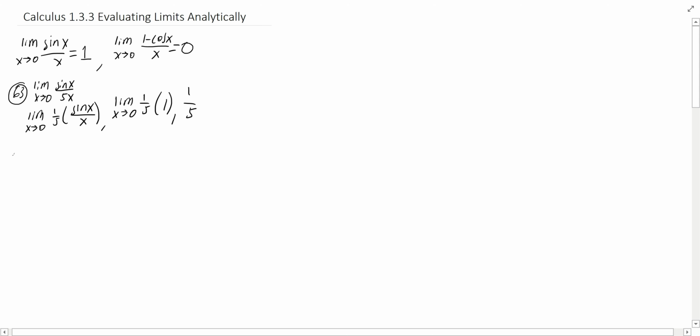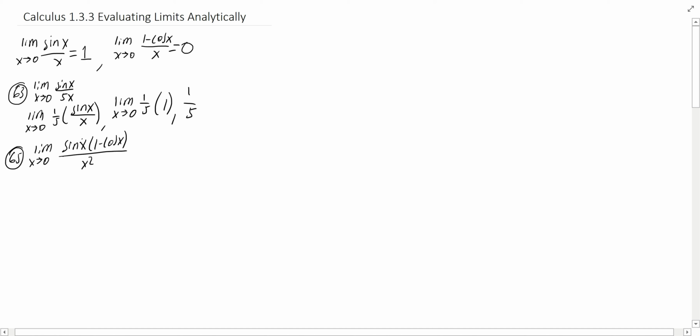Then we have problem 65. In 65, we're being asked to find the limit as x goes to 0 of the function sine of x times 1 minus cosine of x, and this is all going to be over x squared.